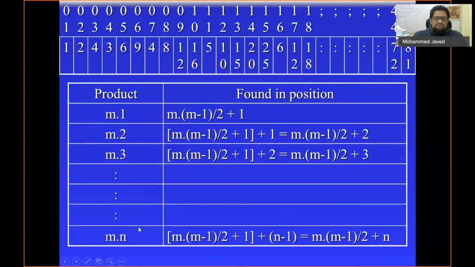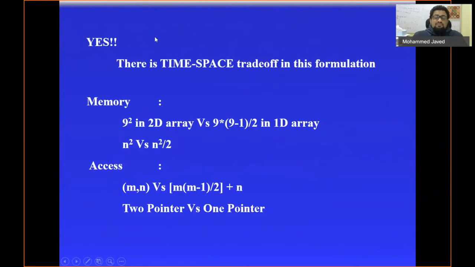If you calculate, you can see that m into n will be at the location m into (m minus 1) divided by 2, plus n. So this is the general formula for fetching the answer for the multiplication table using the one-dimensional array. Hope you have understood this one. So now, there is a time-space trade-off in this formulation.